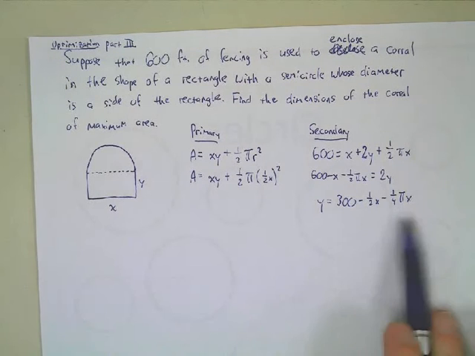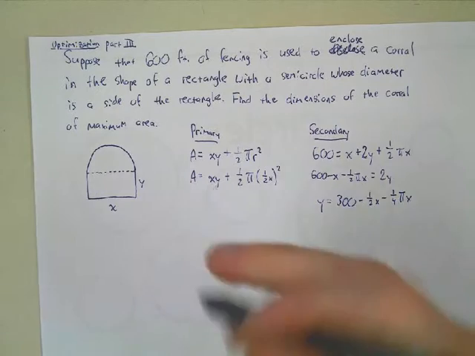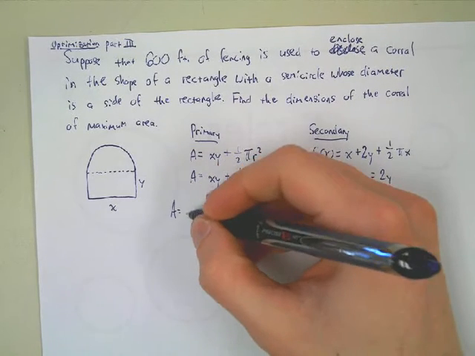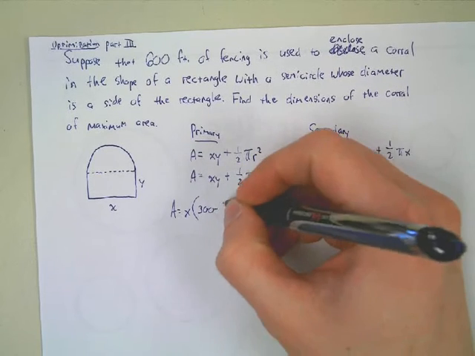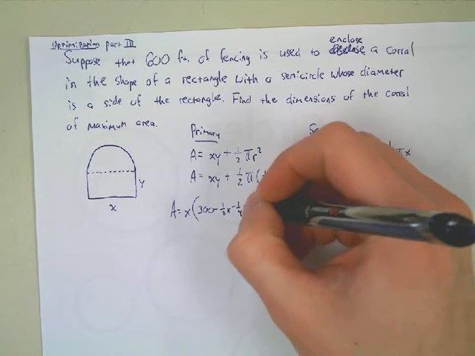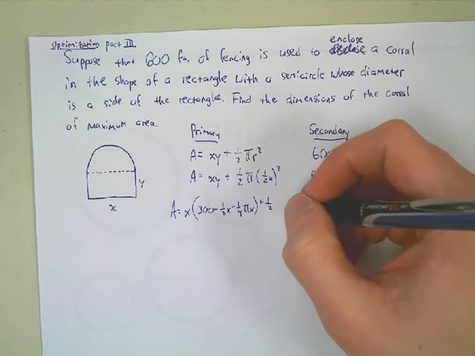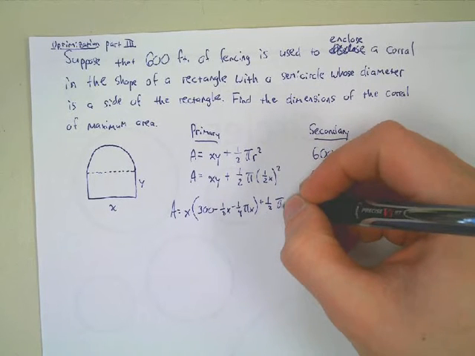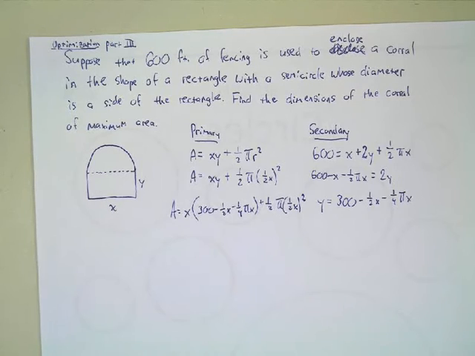So this whole thing gets substituted in for the y right here. So we end up with A equals x times the quantity 300 minus 1/2 x minus 1/4 pi x, plus 1/2 pi times 1/2 x, quantity squared. Woof. Okay, that is messy.